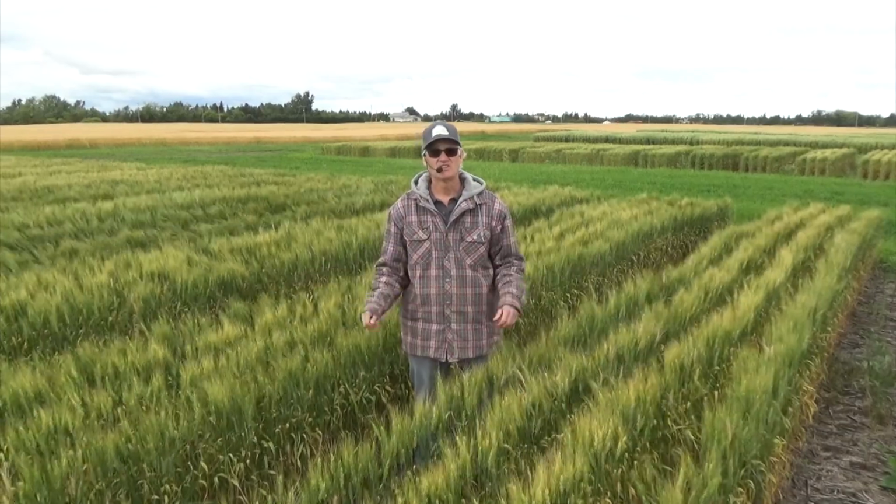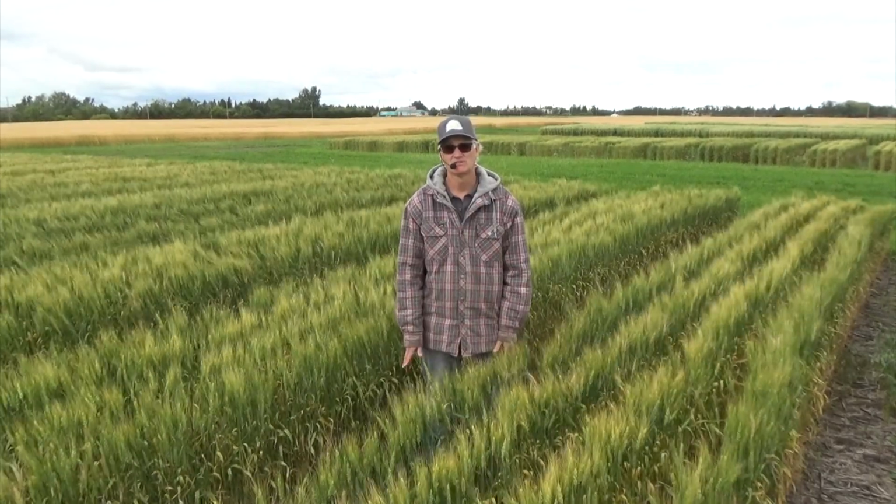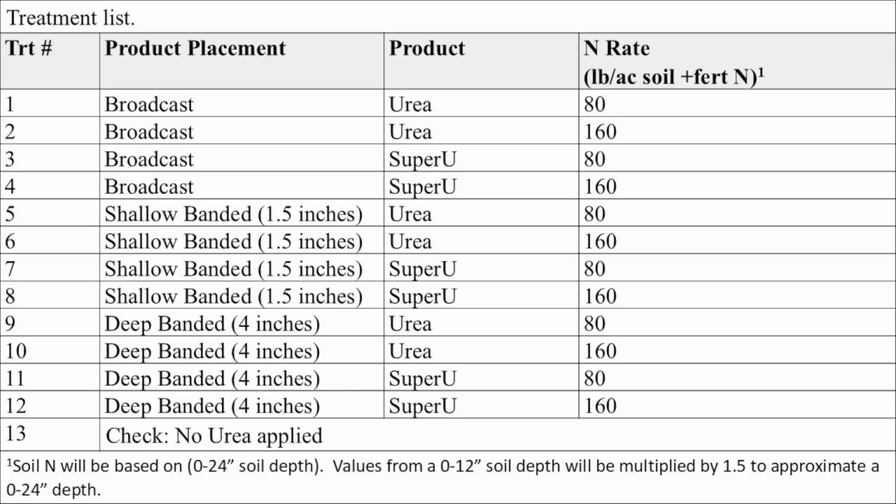In this study, there's a high and low rate of nitrogen to improve the chances of detecting an impact of N loss on yield. Also, we're using wheat, even though shallow banding is more likely to be common with canola, because with wheat, we can use yield and protein as an indicator of any N loss. The comparisons are broadcast, shallow banded, and deep banded applications of urea versus Super-U.